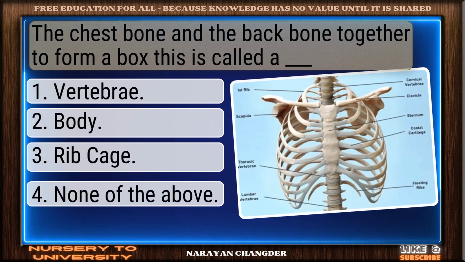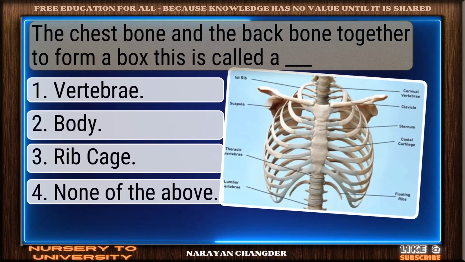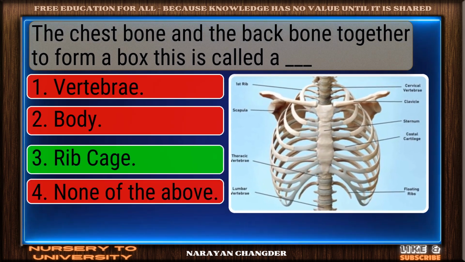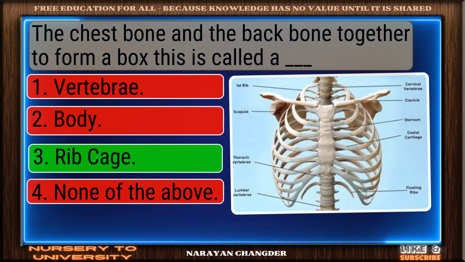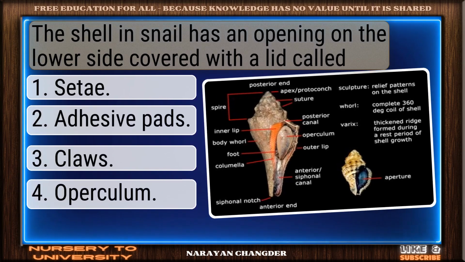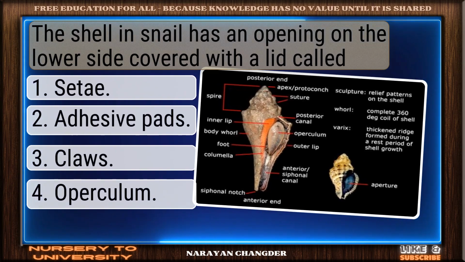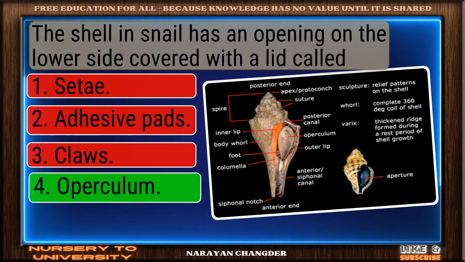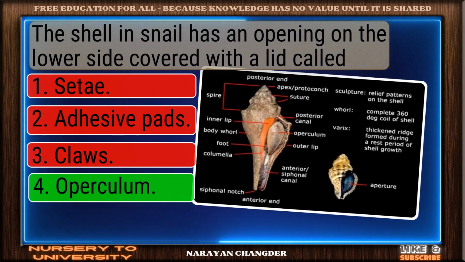The chest bone and the backbone together form a box. This is called a dash. Smart pick. Rib cage is the correct choice. The shell in a snail has an opening on the lower side covered with a lid called. Perfect. Operculum is the correct choice.